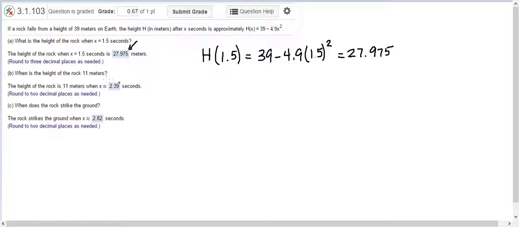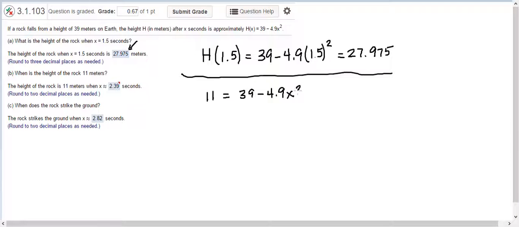When is the height of the rock 11 meters? Now, they didn't give us the time, they gave us the distance. They want to know how long it takes before the rock falls from 39 down to 11 meters. So in this one, we're going to do it a little differently. We have the height is 11, so 11 equals 39 minus 4.9x squared. Alright, so now we need to solve for x. We've got to find that time.